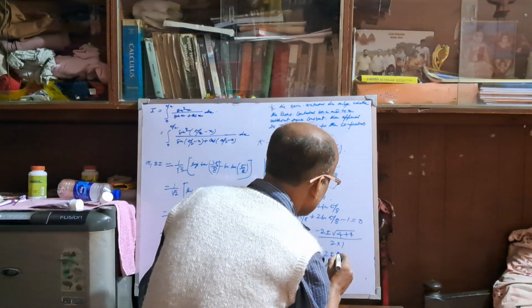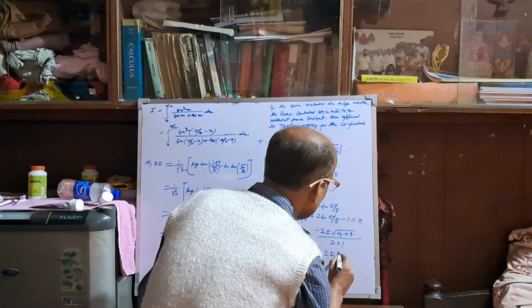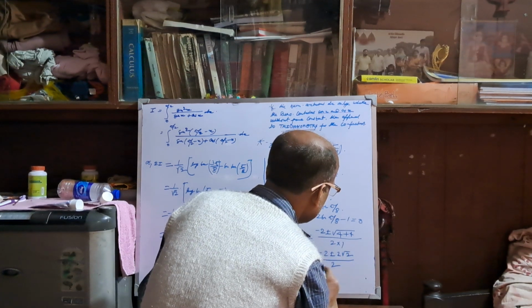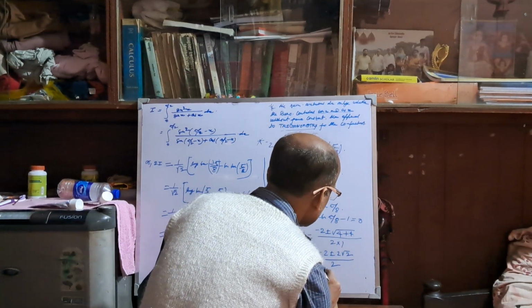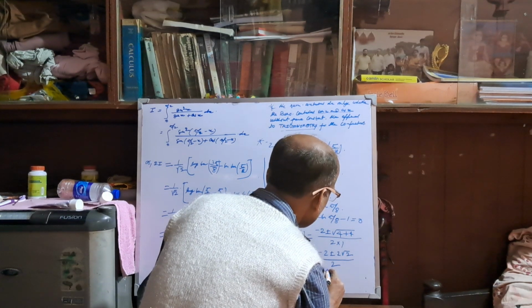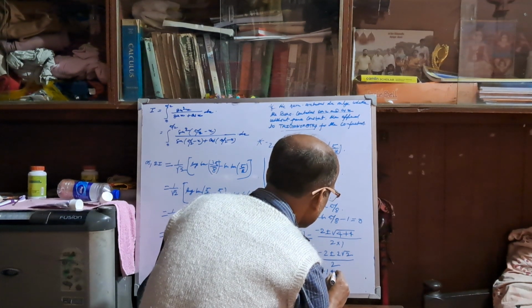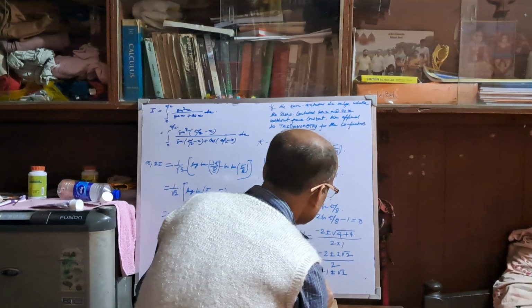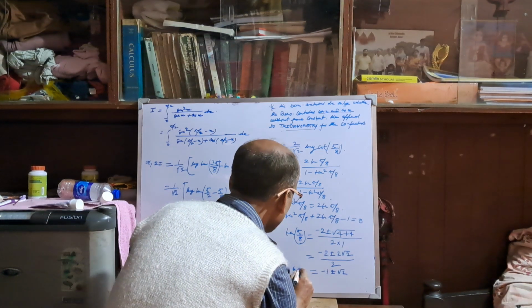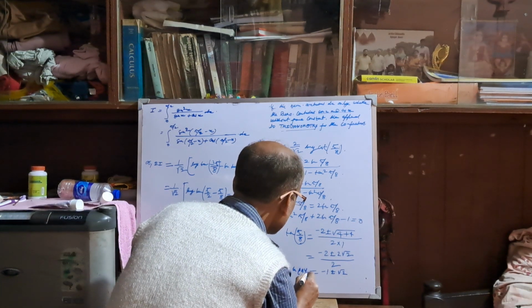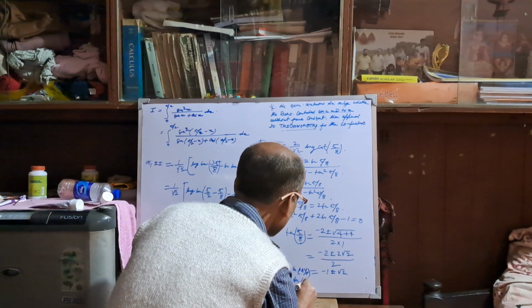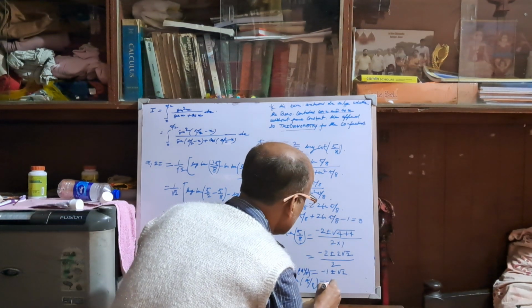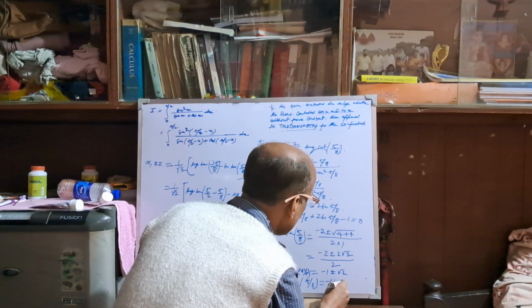We can write √8 as 2√2, divided by 2. When I take −2 common, what is left here is −1 plus √2. I will consider only the positive value, because this is the value of tan(π/8) that I got here.